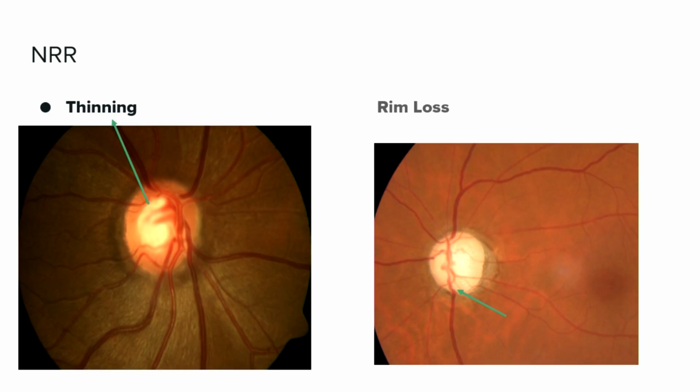Now, here are examples of NRR. The first image shows thinning of NRR superiorly. The second image is showing complete loss of tissue inferiorly, which is called excavation or a loss.